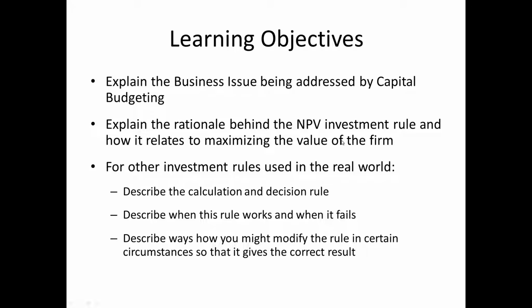The gold standard, looking at our second learning objective here, for capital budgeting is and always has been the net present value, or NPV, investment rule. The net present value calculation, in a nutshell, basically calculates how much additional value a project would contribute once it pays off its cost of capital.